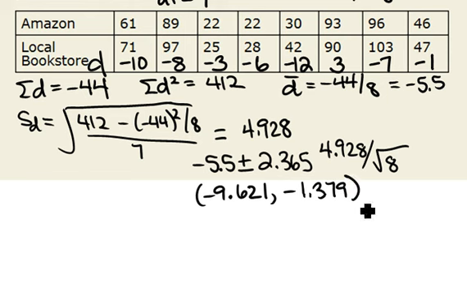Looking at this interval, we see that it's all negative values. What this is telling us then is that if the mean of the differences is negative, Amazon is selling the books at a cheaper rate than the local bookstore.